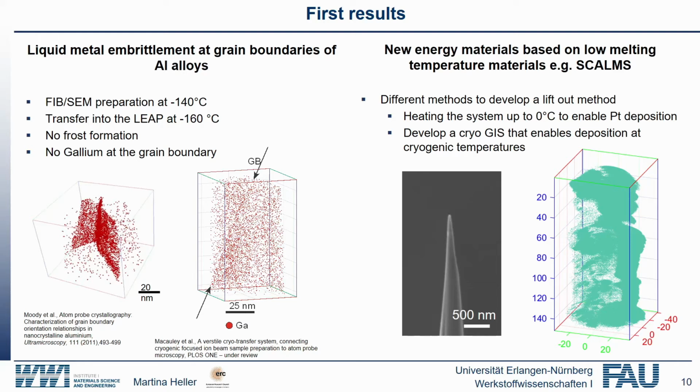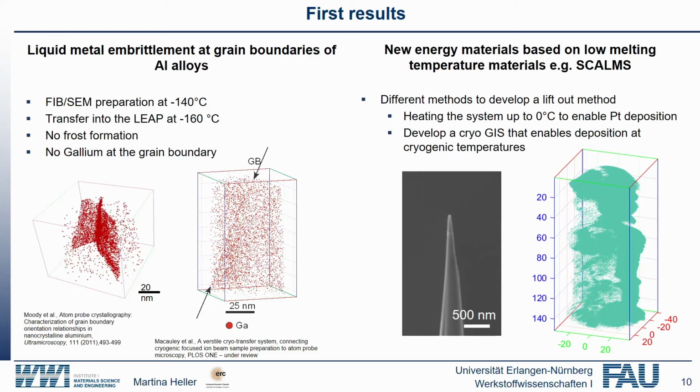So we prepared an aluminium tip inside the FIB-SEM at -140 degrees Celsius. We transferred it into the LEAP at -160 degrees Celsius. We saw no frost formation, and in our measurement we saw a grain boundary with no gallium at all inside the grain boundary. For the new energy materials, for the SCALM system, there are still challenges to face.